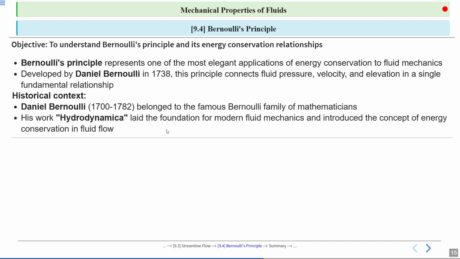In his book Hydrodynamica, Bernoulli introduced the idea that energy is conserved in fluid flow. This was a major step forward in physics as it connected the motion of fluids to the broader concept of energy conservation. Remember, this principle is the foundation for much of what we study in fluid mechanics.